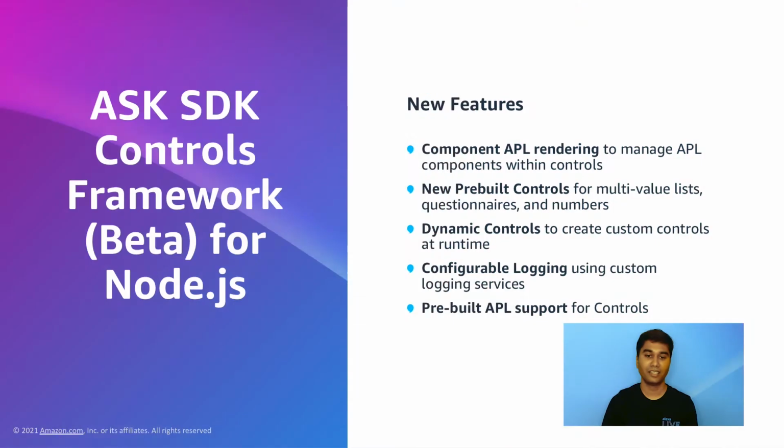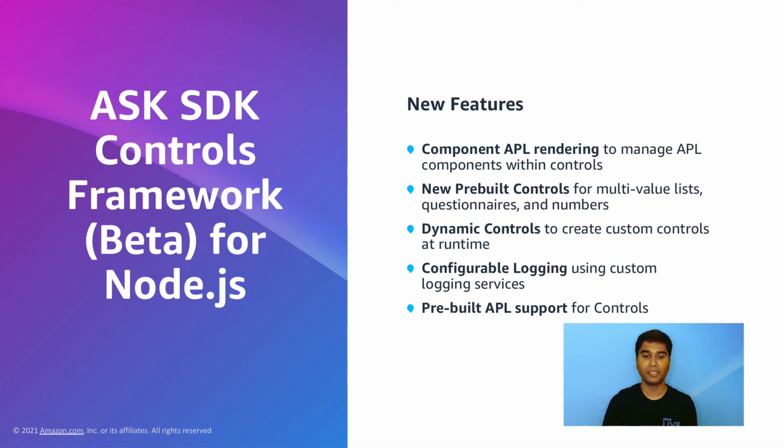Today, we are excited to announce new features that we've added to controls to enable you to build richer, more complex skills. First, with component APL rendering, you can opt to use a component rendering style for your APL document. This mode allows you to break up an APL document into subcomponents, and then these subcomponents reside within their respective controls. You can use this to bring the APL document closer to your business logic, improving the manageability for your code.